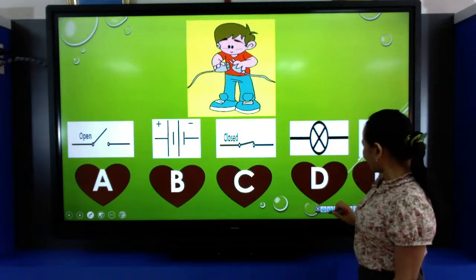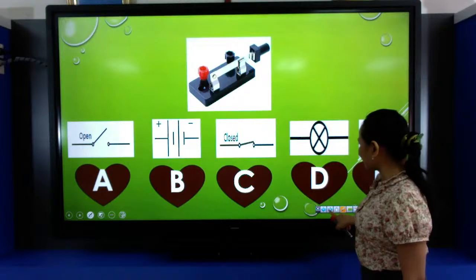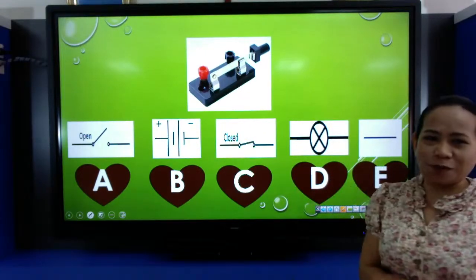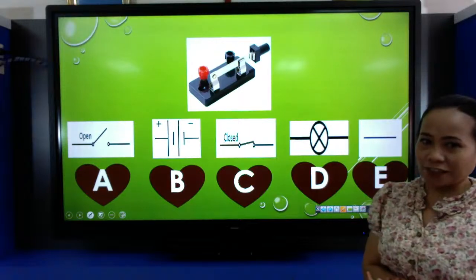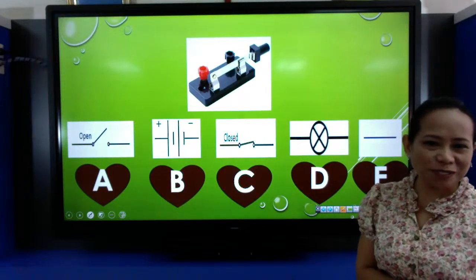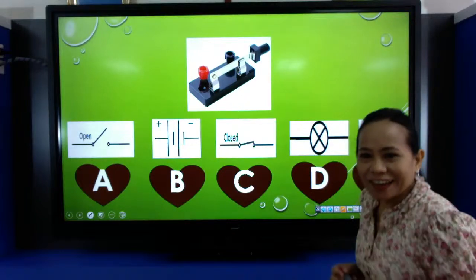What is the symbol of this component? That is a switch. But look at the picture. Is that open or closed? Okay, letter.